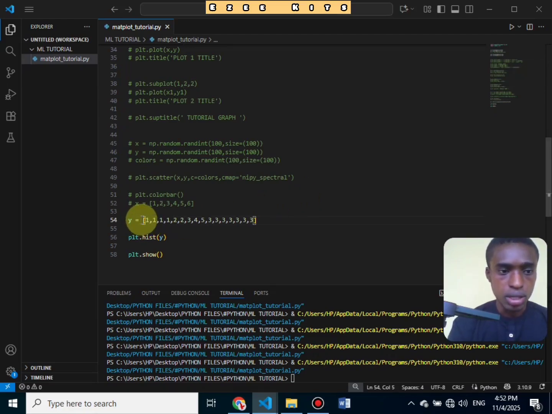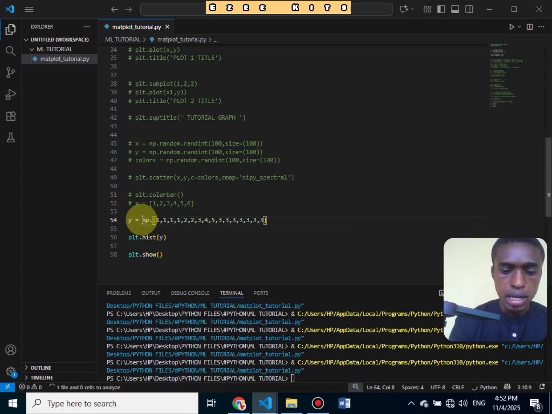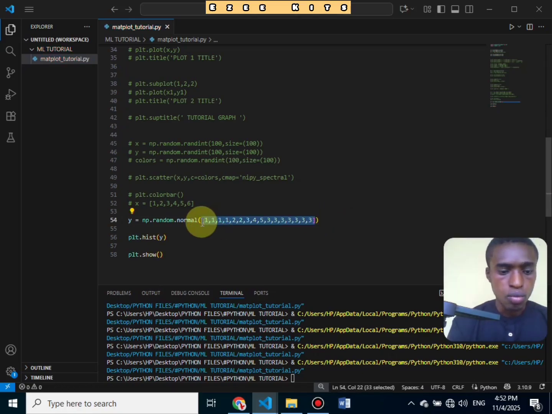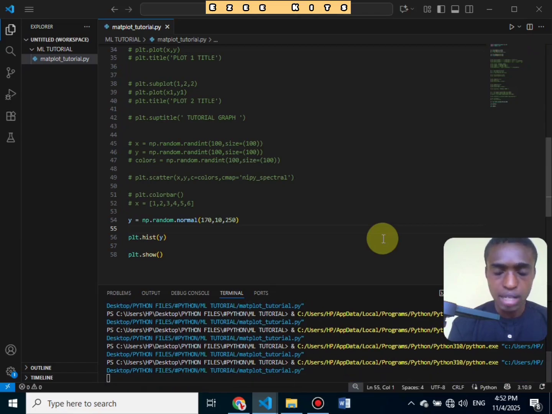Let's do this. So it's going to be np.random, and we're still going to come in contact with this .normal. Then we're going to set this from 170, with a movement of 10, to 250. Simple as that. Let's see how our histogram graph is going to make use of this.